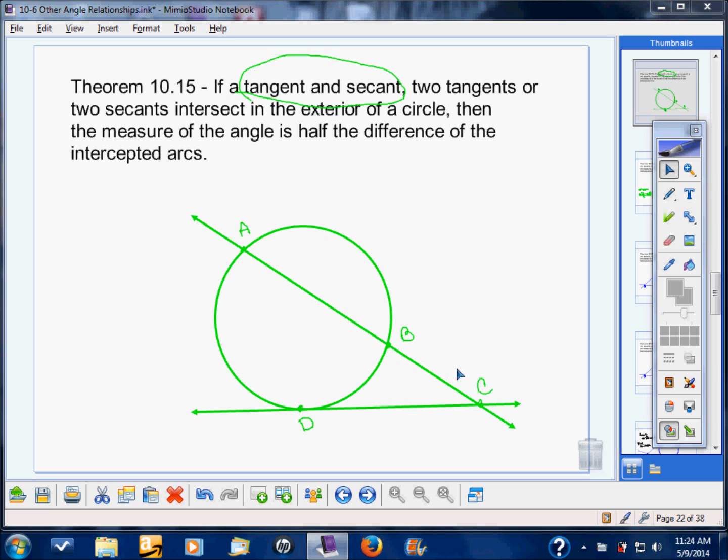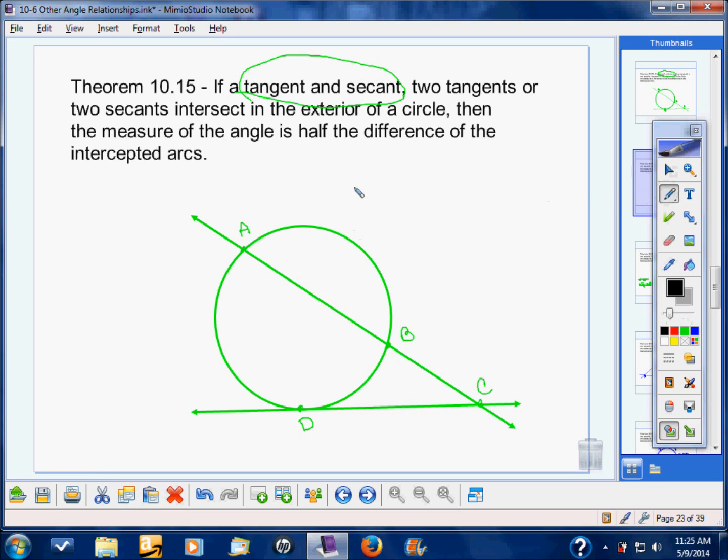No. Okay. All right, so we have intercepted arcs here. The intercepted arcs are this one right here, AD, and this one right here, BD. So we have half the difference of the intercepted arcs. First of all, what's our angle name? ACD. Sure, you can call it ACD.